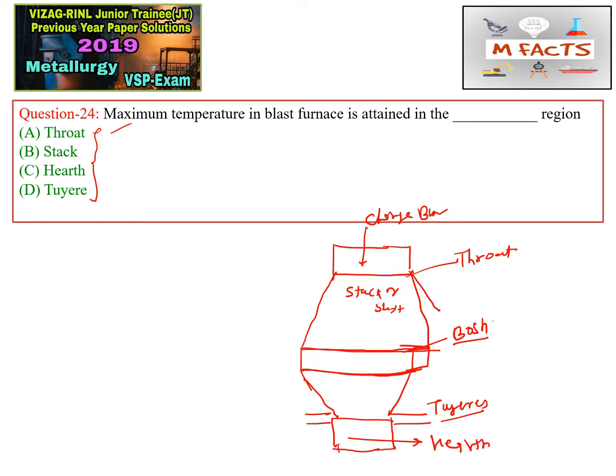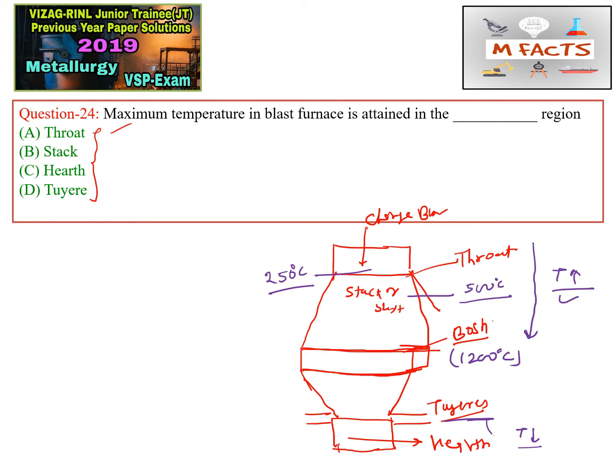Now the temperature range is somewhere around 250 degrees centigrade at the upper part, from where we do the burden charging. This stack or shaft has a temperature of around 500 degrees centigrade. As we go lower, from the upper side to the downside, the temperature increases. It increases until the Tuyere level, and after the Tuyere level it starts decreasing. So at stack level it is 500, and at the boss region the temperature is 1200 degrees centigrade.